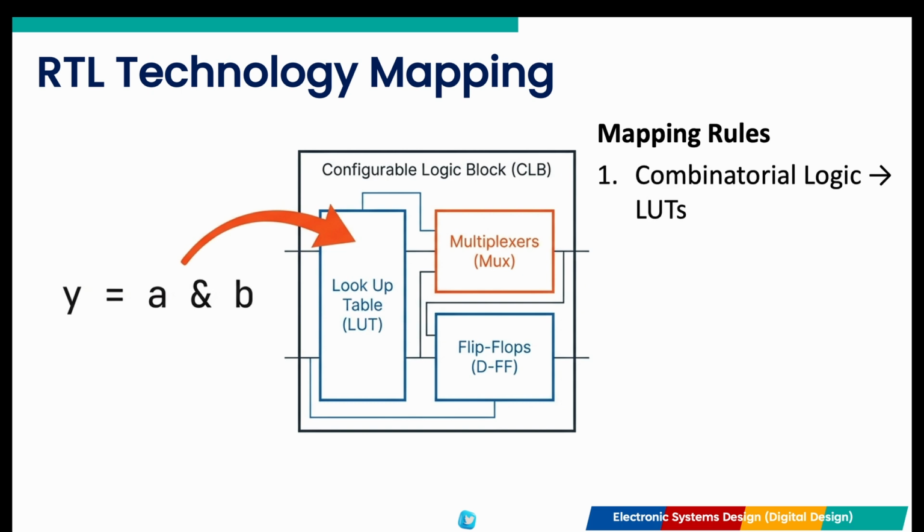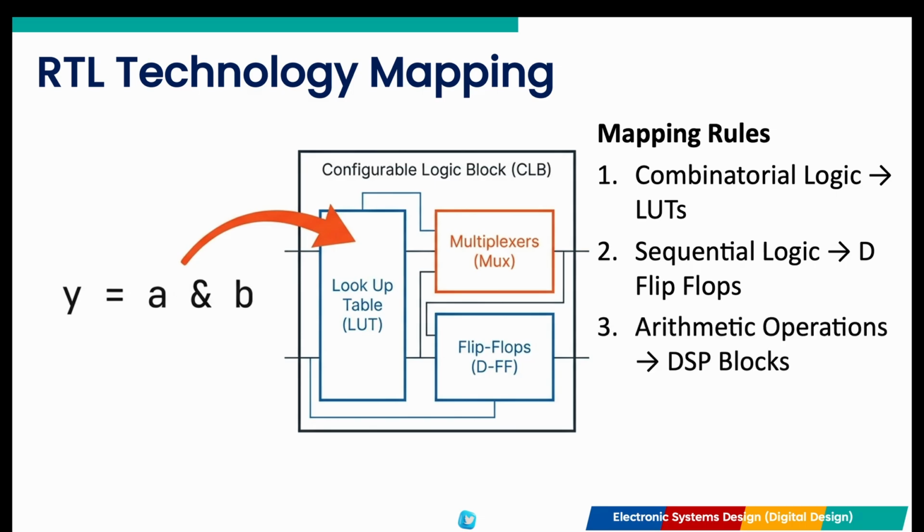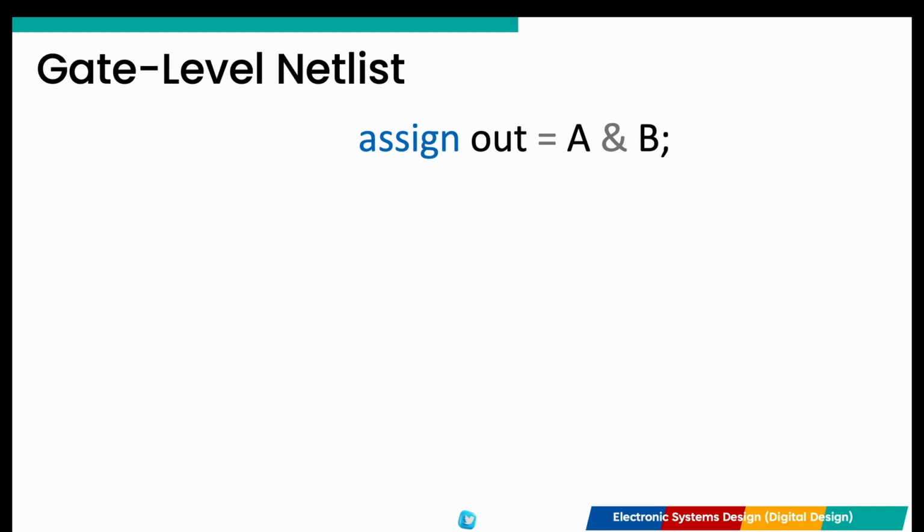Simple combinational logic is mapped into lookup tables. Sequential logic is mapped to flip-flops. And heavy arithmetic operations are routed to dedicated hardware like digital signal processing, or DSP, blocks. And storage is mapped to block RAMs. The final output of this stage is the gate-level netlist.